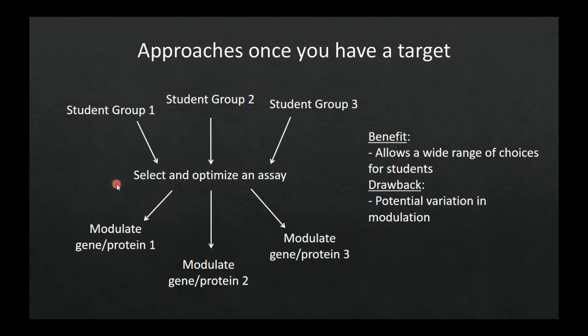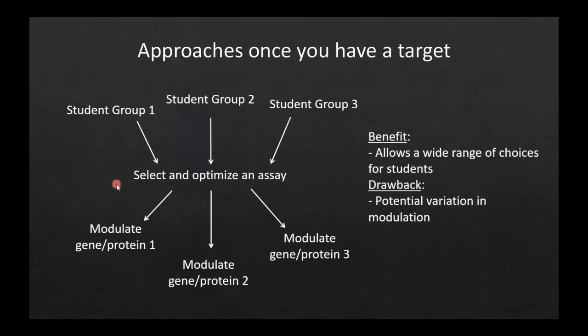One of the big benefits is this allows for a lot of choices for students. They get to pick the assay as a class that they do. They have a choice of optimizing their experiments, and then they get a choice in the gene that they want. Okay, and they can form groups based on what gene or protein they're interested in.